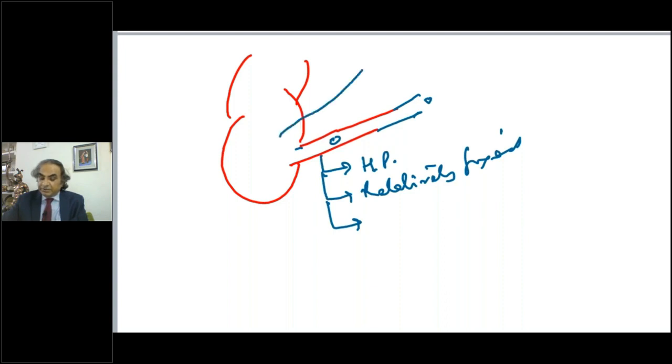The ileocecal branch of the superior mesenteric artery divides like this, and you know that. One part goes to the ileum, the other part goes to the cecum. And this is the one which gives the appendicular branch. Now, this area is usually with limited blood supply.